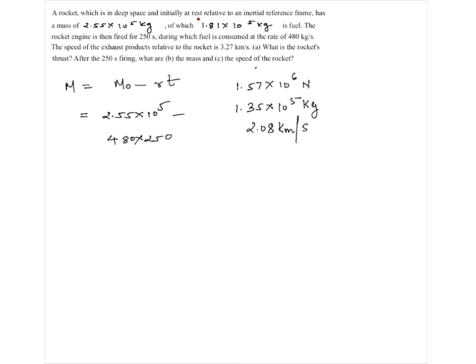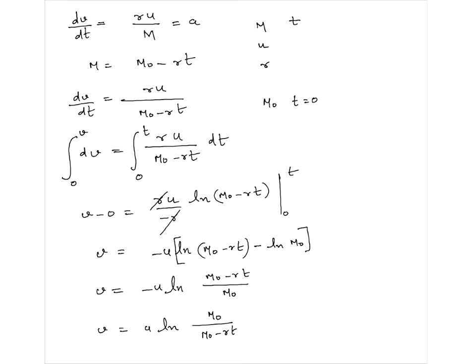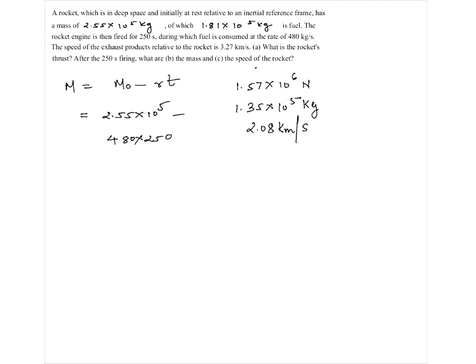Initially at rest, I'm not sure what exactly is your problem. You have to just put the values. Initially at rest means this formula, V equal to U, bottom of screen 1. Then U. U is 3.27 kilometer per second. So you can see how quickly exhaust gases come out with respect to the rocket.